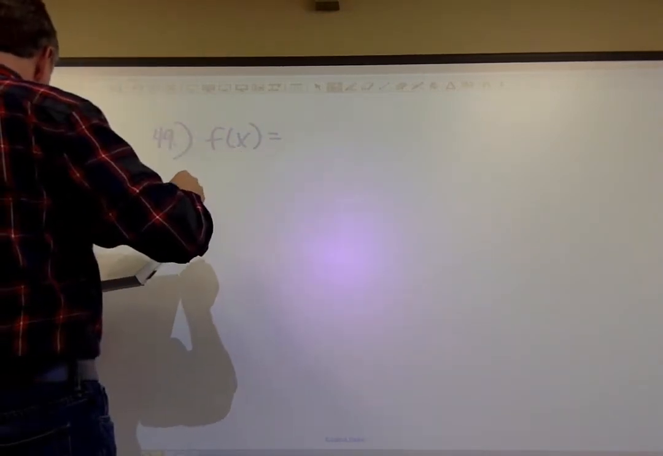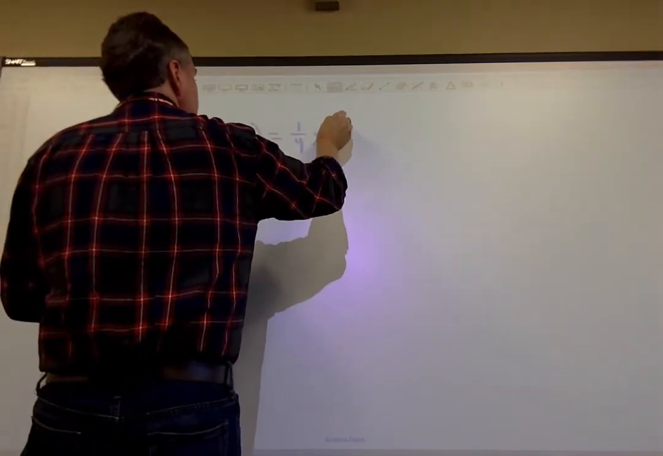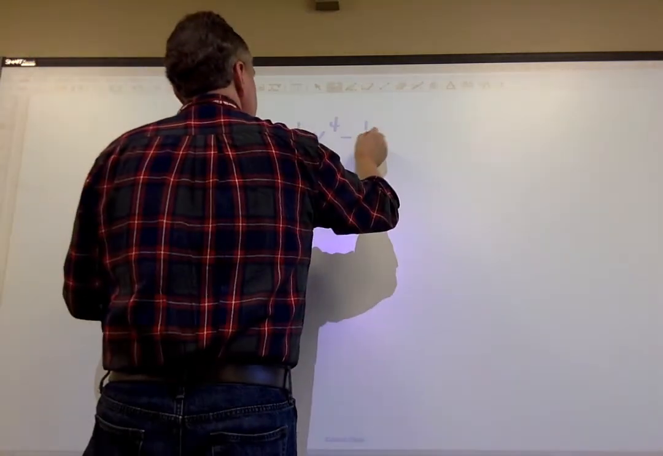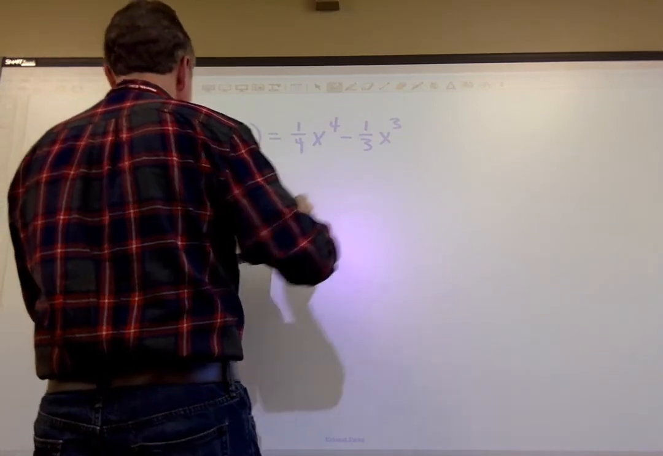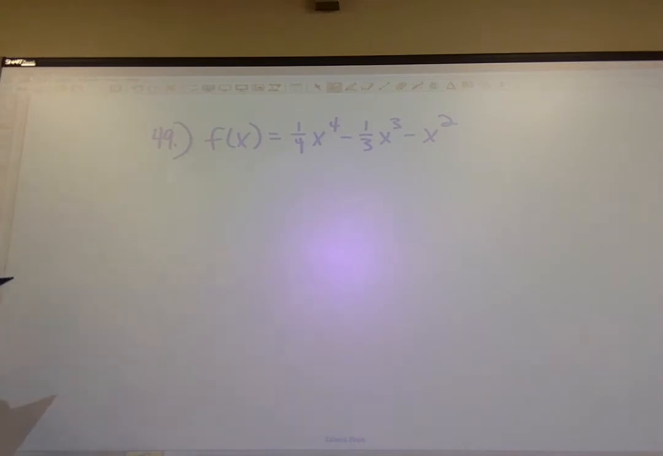f of x equals 1/4 x to the 4th minus x squared. And they say find points on the graph of f where the slope of the tangent is equal to negative 2x, 0, and 10. So we need to find f prime and then set the... Well, I found that. It was just the points that I didn't.